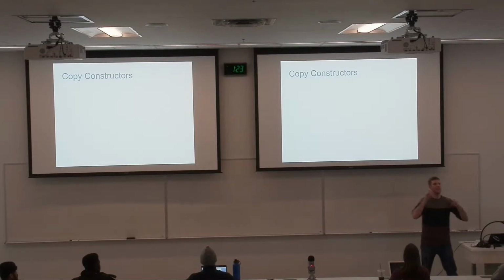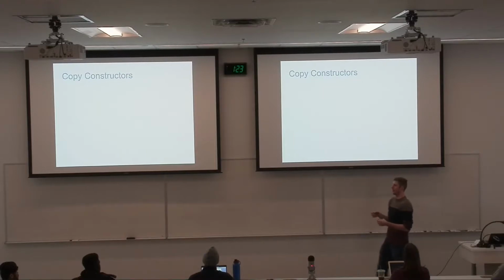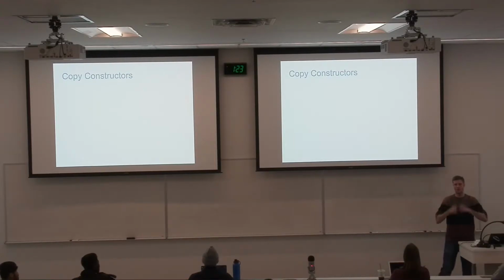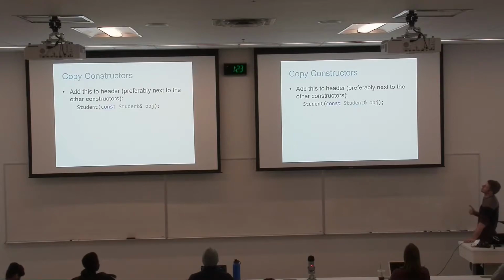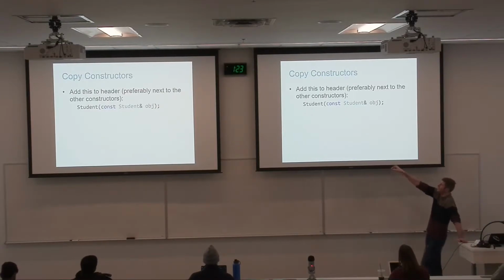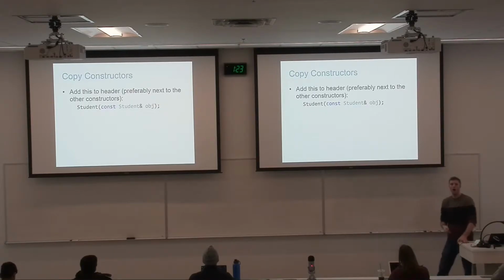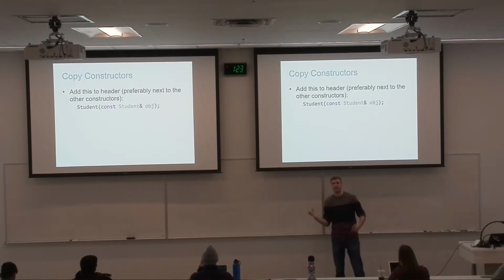So this is an example of a very special function, a very special constructor that gets called automatically when C++ knows it wants to make a copy of something. This is going to be its header. I would add this to my header, and it's got to be like this. We have to have the name of the class, const Student, it's got to be the ampersand, obj. Obj is going to be the reference to another student object that I'm making the copy of.